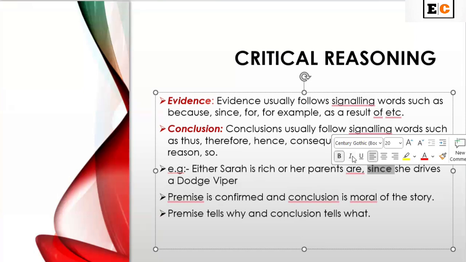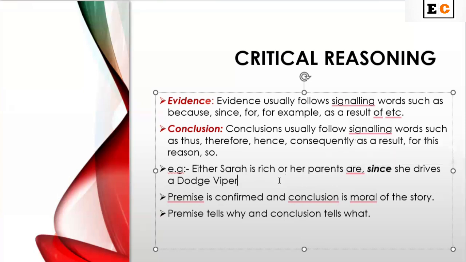And what is the assumption? Actually, the assumption is that one who drives a Dodge Viper may be rich or can be rich. It is the author's assumption. Or if someone's parents are rich, therefore someone is driving a Dodge Viper. This is also an assumption of the author.